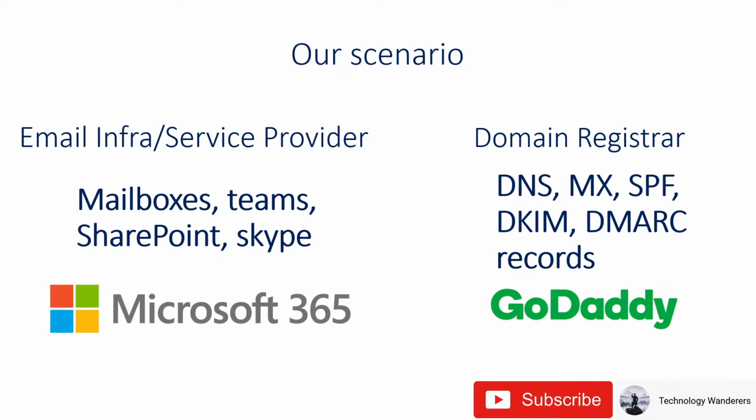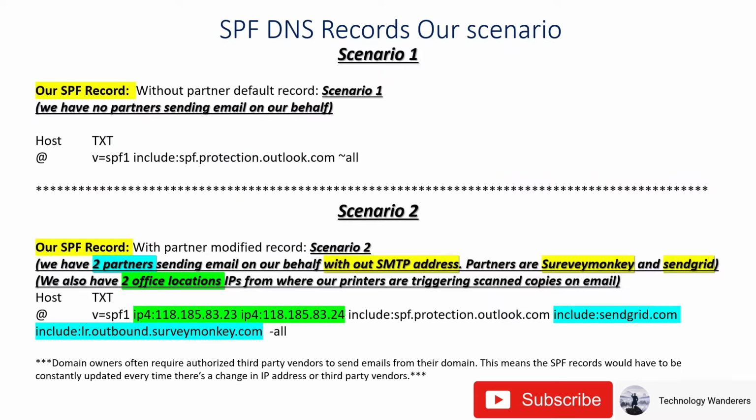Now let's turn to some practical things. In this scenario, our DNS provider is GoDaddy, and our mailboxes, or you can say our entire email infrastructure, is on Microsoft 365, or you can say Office 365. For our SPF, we have two scenarios. Scenario 1 is a plain SPF record, and scenario 2 is we have modified SPF records.